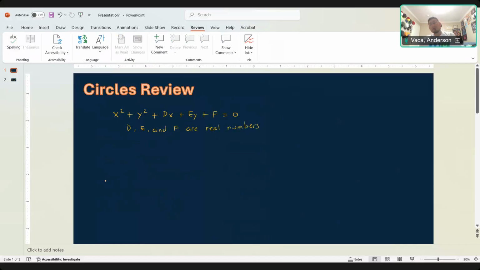So the difficulty with this is that although we might be able to write an equation, we won't know what the location of that circle is or how big that circle is. So the idea is that we want to go from the general formula to the center-radius form. And then we can have a little bit more information about what that circle looks like, where its center is and what its radius is. So let's go ahead and do an example here.